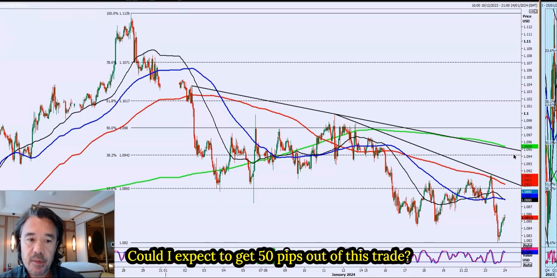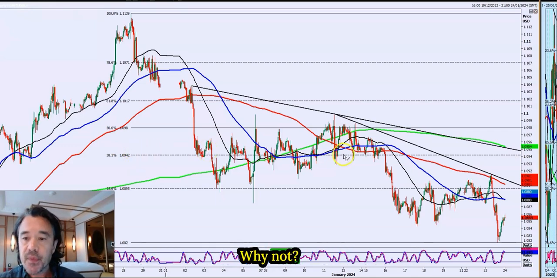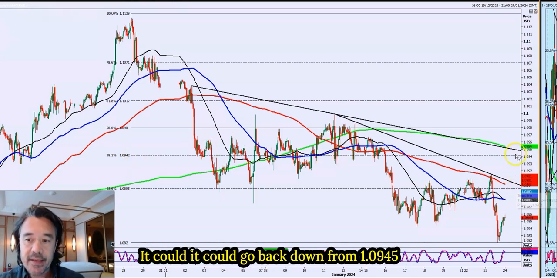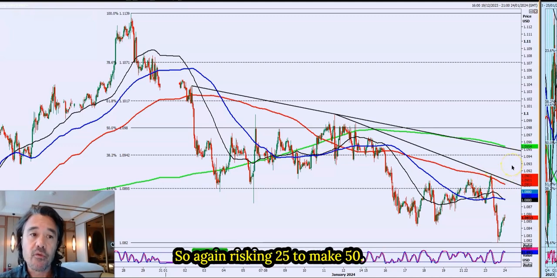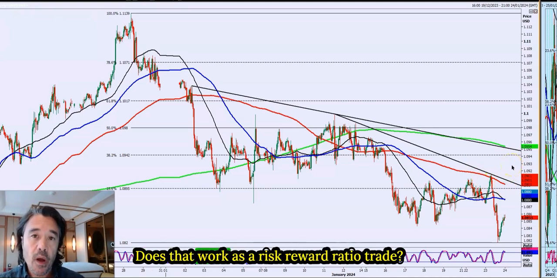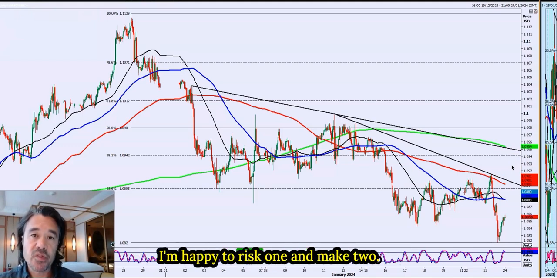Could I expect to get 50 pips out of this trade? Sure. Why not? It could go back down from 109.45 to 108.95, which offers a 50 pip profit. So again, risking 25 to make 50. Does that work as a risk reward ratio trade? That does work. I'm happy to risk 1 and make 2.